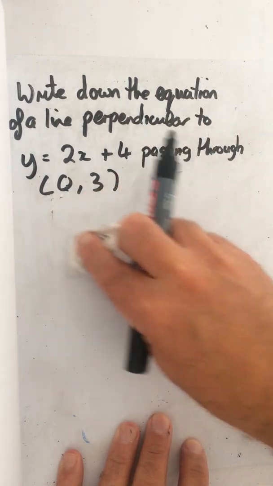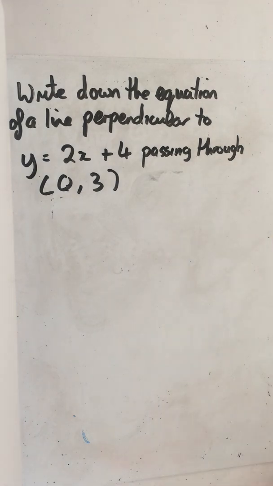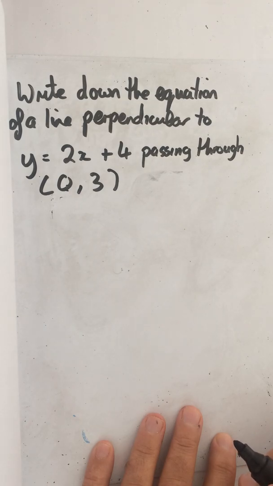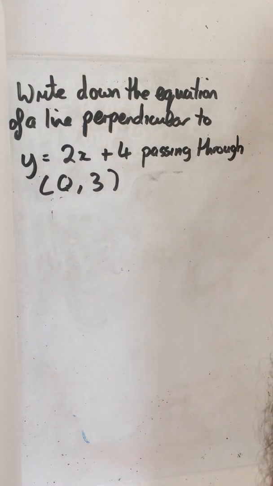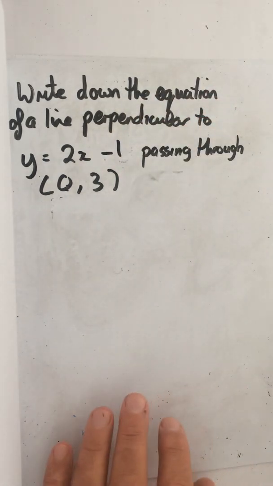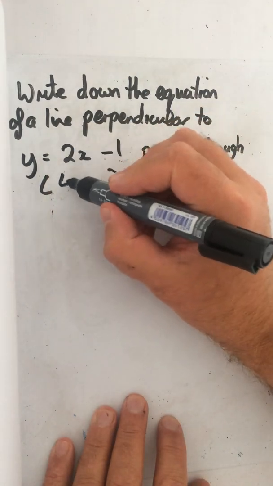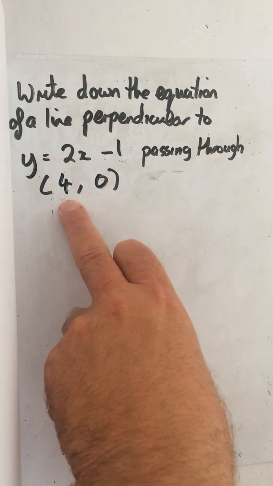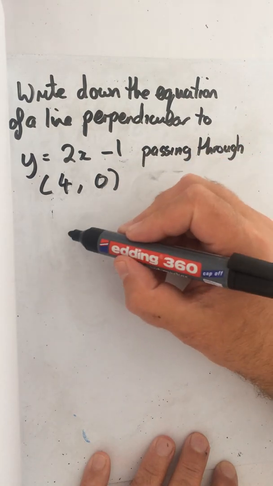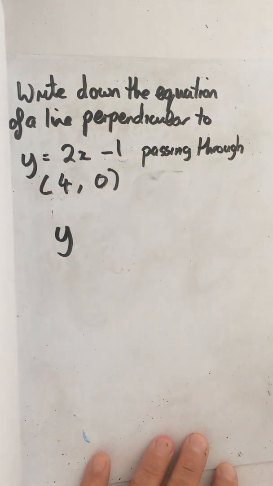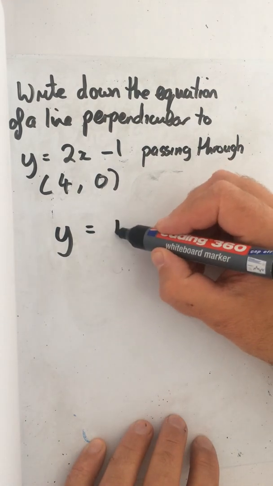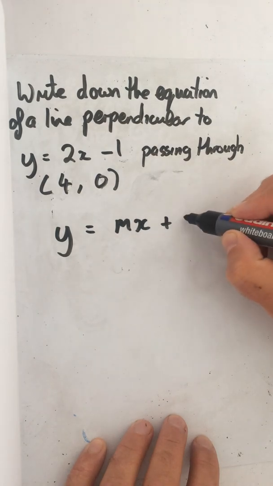Right, so let's have a little look. Let's do 2x minus 1 passing through 4, 0. Now we haven't got 0 on the x-axis, so this is where we have to calculate it. It's actually the same as when we were calculating these with the parallel lines. So let's write out our equation first. y equals mx plus c.